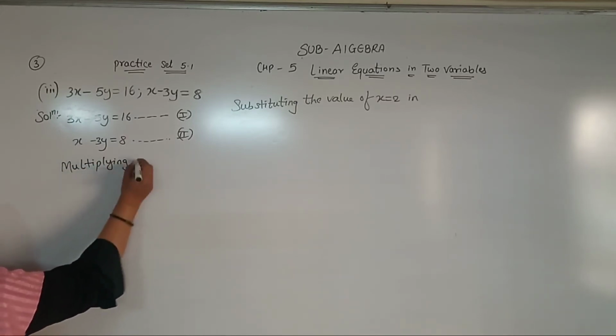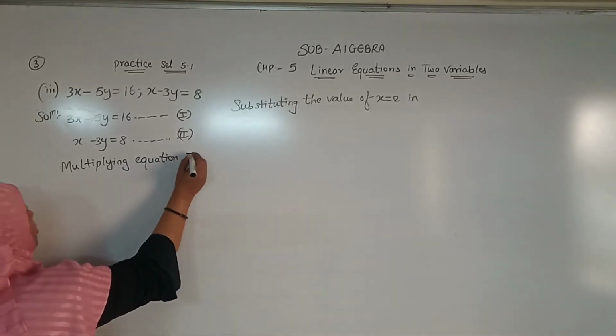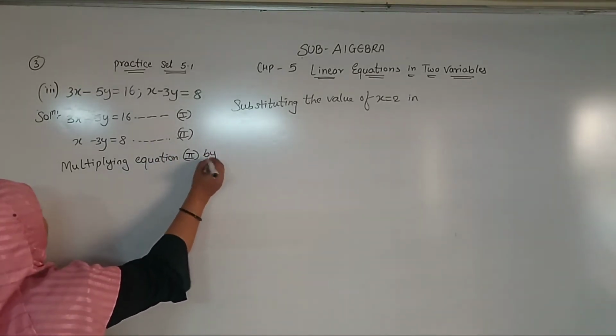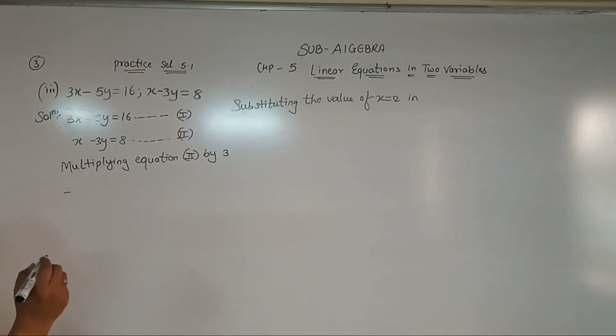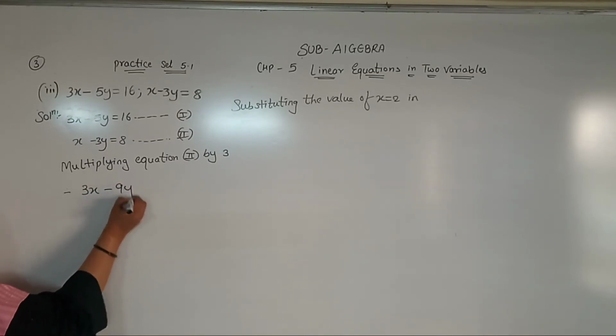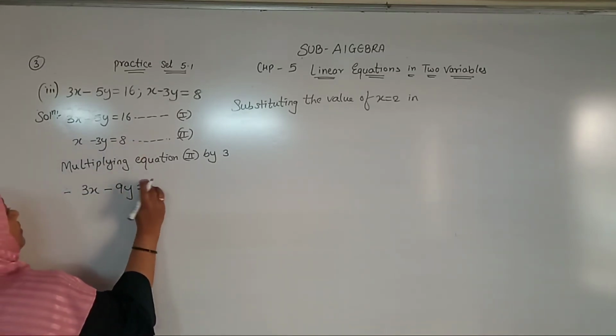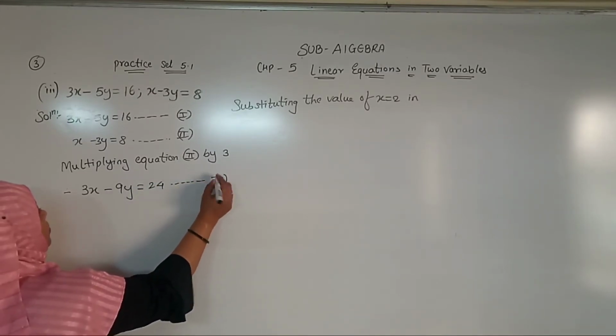So what am I doing? Multiplying equation number 2 by 3. So therefore 3 into x, 3x minus 3 threes are 9, 3 eights are 24. So I got that third equation.